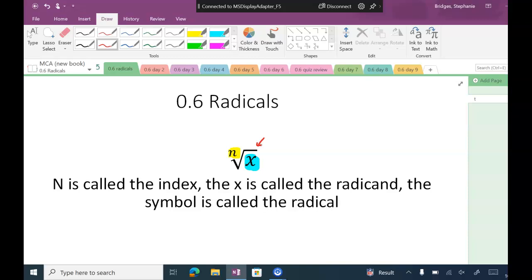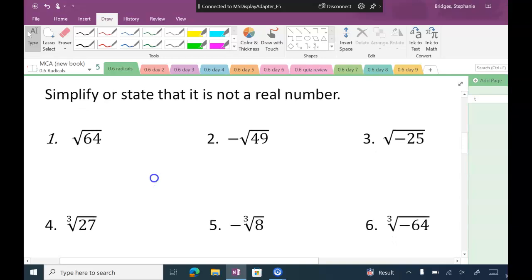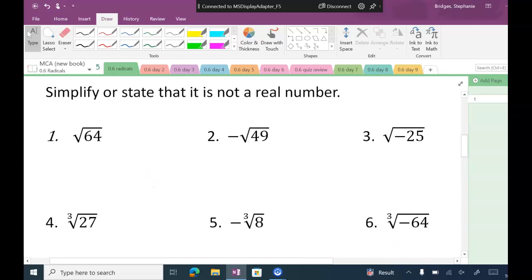Okay, so we're going to start with some perfect roots. That's all we're dealing with today is perfect roots. And the directions are going to tell us to simplify or state that the number is not real. We have not talked about the imaginary number yet, so we are not going to use it in class. So if that comes up, for now, at least until we get to that point, we'll just say it's not real.